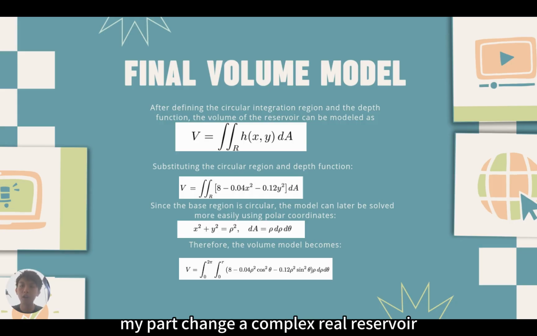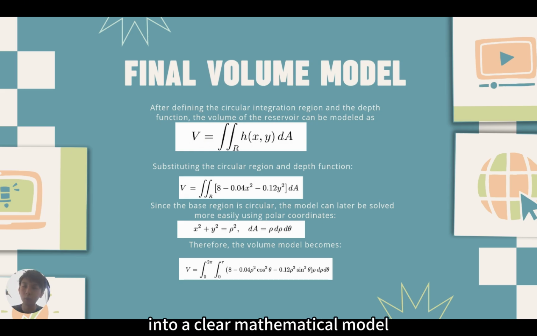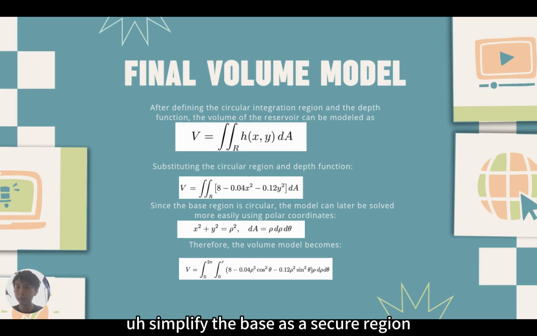In conclusion, my part changed a complex real reservoir into a clear mathematical model. We assume it is a valley reservoir, simplify the base as a circular region, define a depth function, and finally build the double integral model for volume. This prepares the project for the next part.